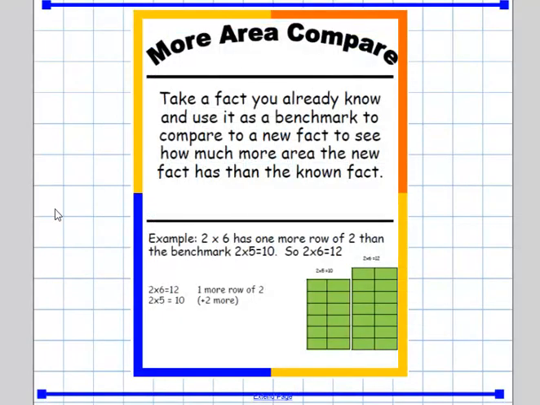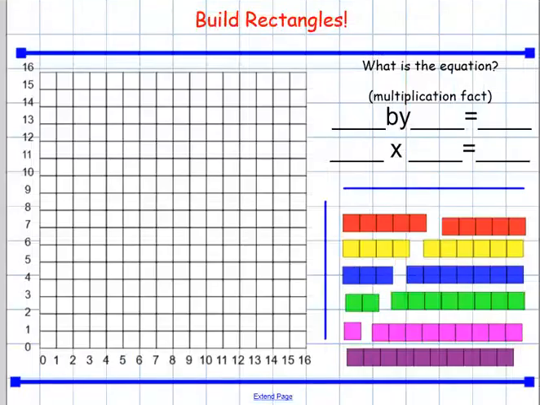So here's a great poster that would be in your student's classroom or used as a reference in a packet. It shows the example of what I just said about More Area Compare. This might be a helpful resource for you to have with your student as they're working with multiplication and More Area Compare, or MAC, strategies. So let me build a rectangle example for you, and we'll use 2 times 6 as our new fact, and I'll use a 2 times 5 benchmark to show you how More Area Compare works.